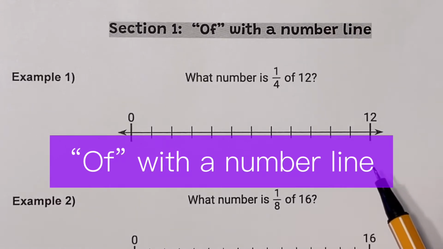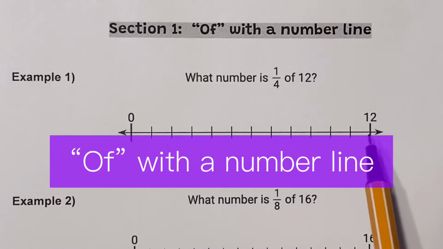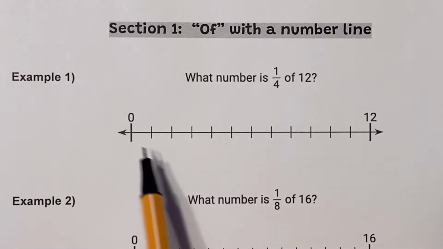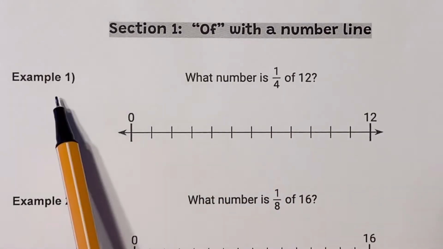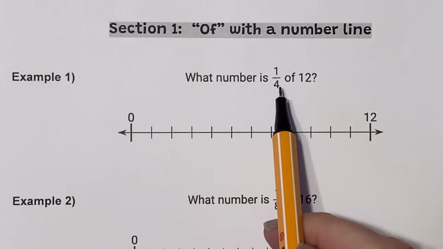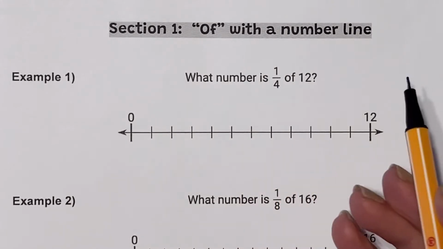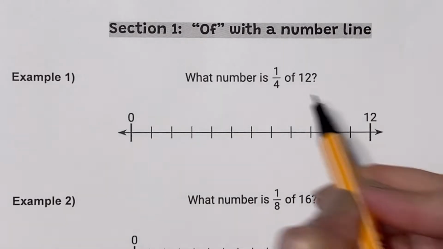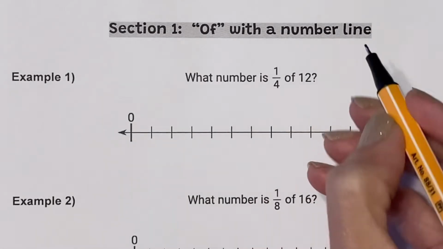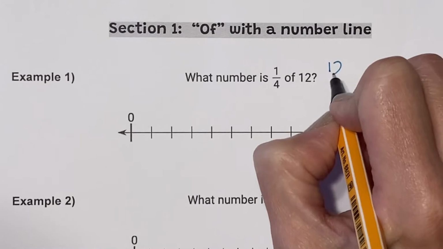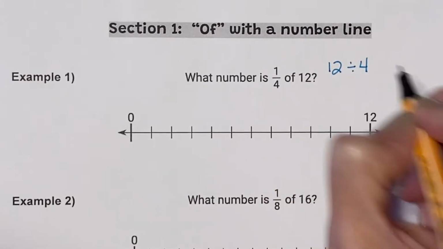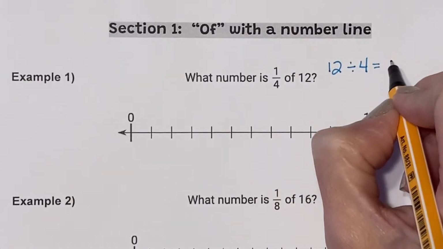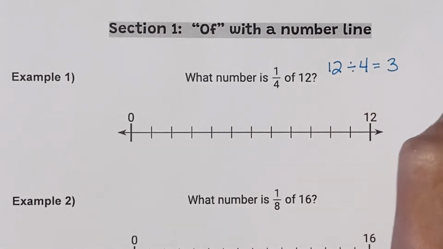Let's get started on our multiplying fractions unit by trying to visualize what multiplying fractions looks like on a number line. Example 1 says, what number is 1/4 of 12? Well, I have a number line from 0 to 12, and I'm trying to find what number is 1/4 of that. That means I've taken 12 and I'm dividing it into 4 equal parts. Each equal part, we know, is going to be 3 units long.